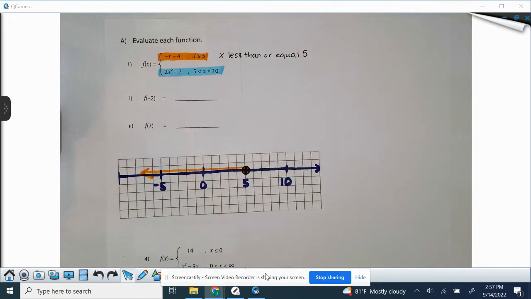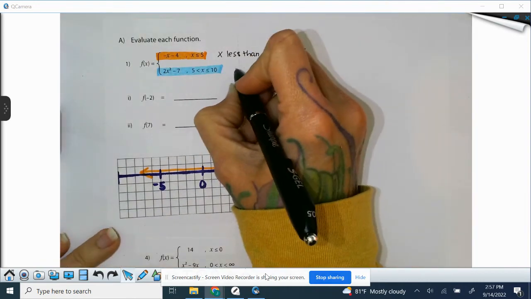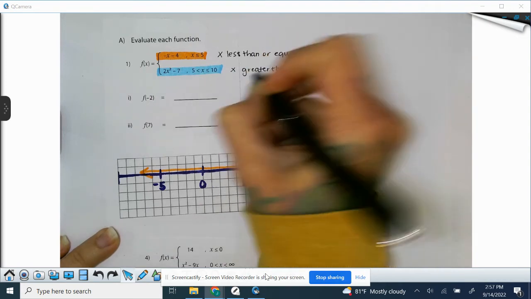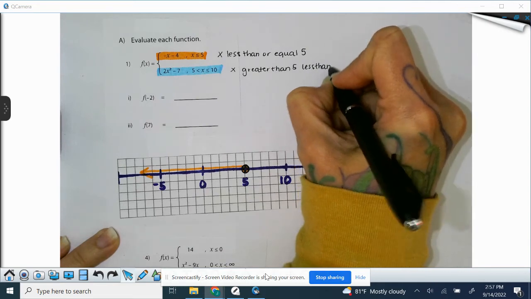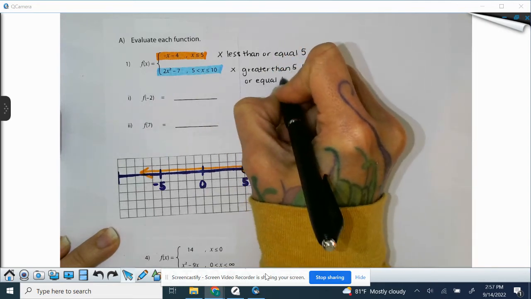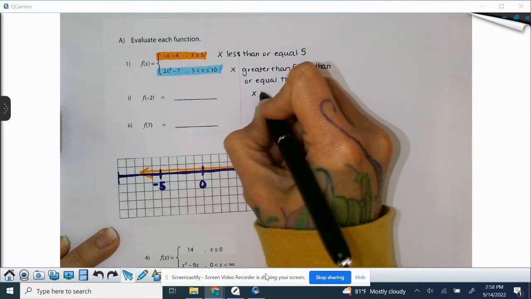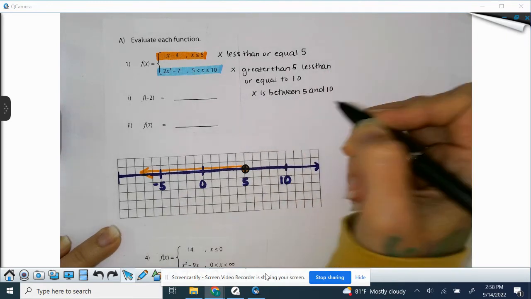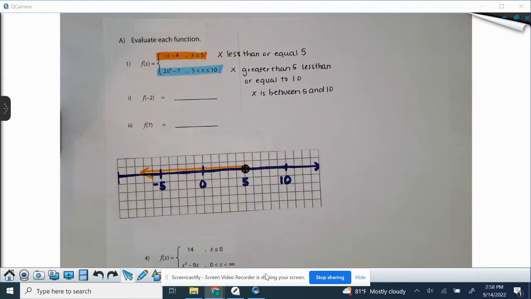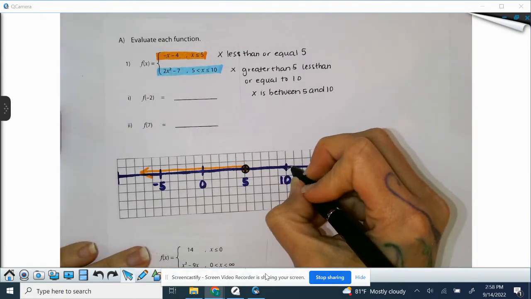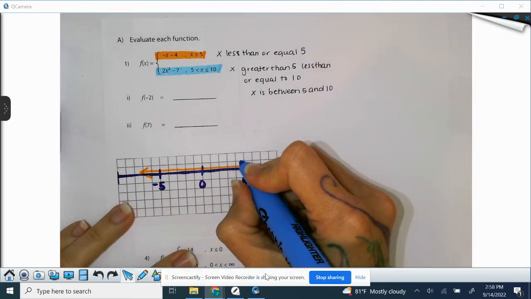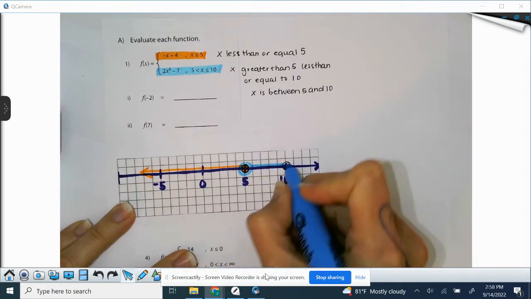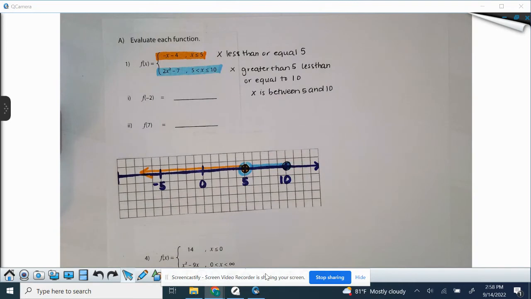Now, your blue function, or my blue function, says x is greater than 5, but also less than or equal to 10. And that basically means x is between 5 and 10, not inclusive of 5, but inclusive of 10. So again, we know we're going to go between 5 and 10. At 5, the number 5 does not count because that's not the equal to, but it's everything to the right all the way to our 10, and 10 does count for the blue or second function.